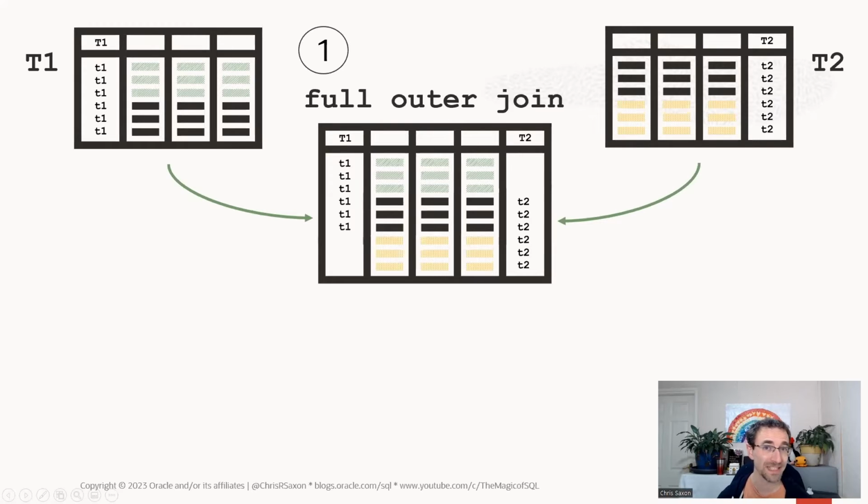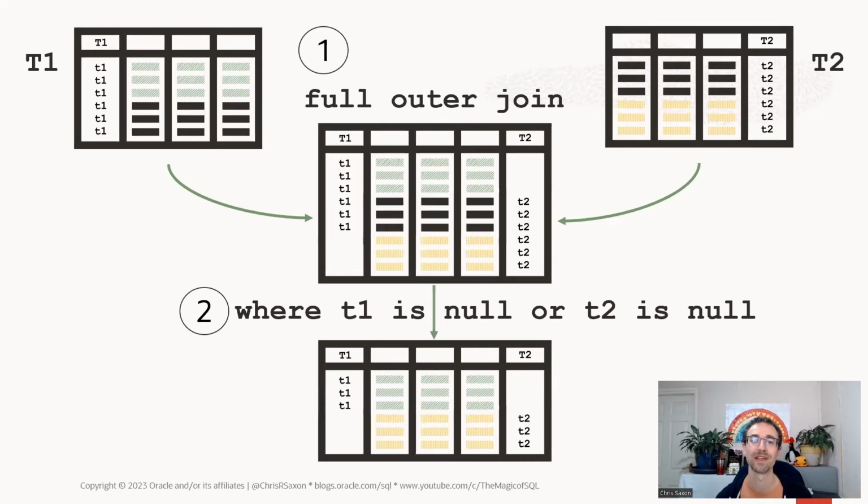So to find the mismatches, the rows that only exist in one table but not the other, we can filter the results of this join to find the rows where either of these columns are null. And voila, there we are. We've just got the different rows, the differences between them. So that's kind of like the overview of how that works.